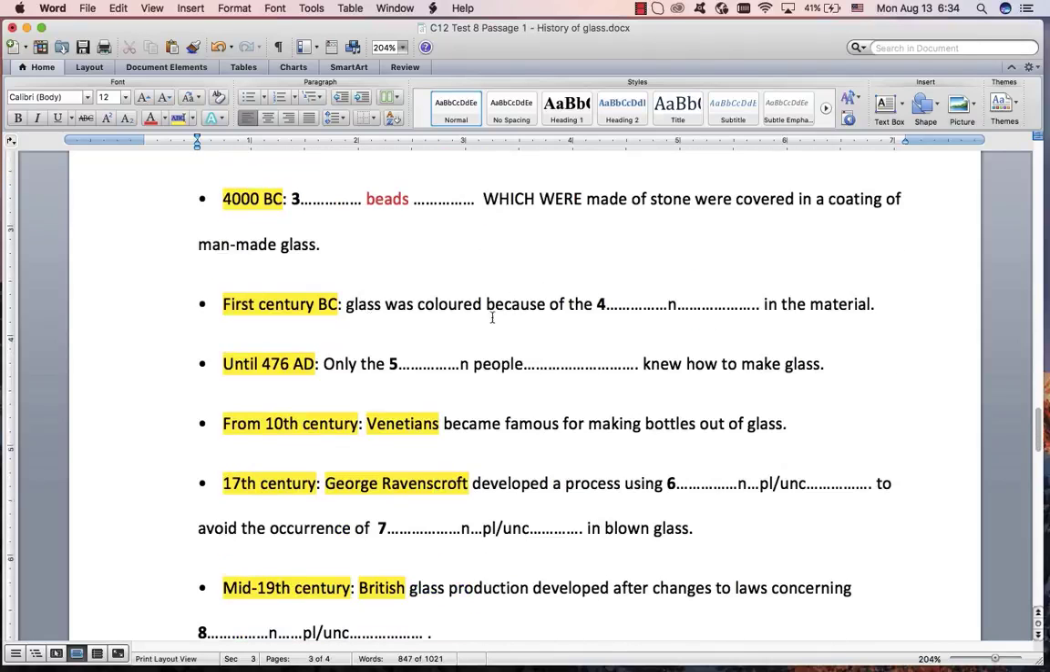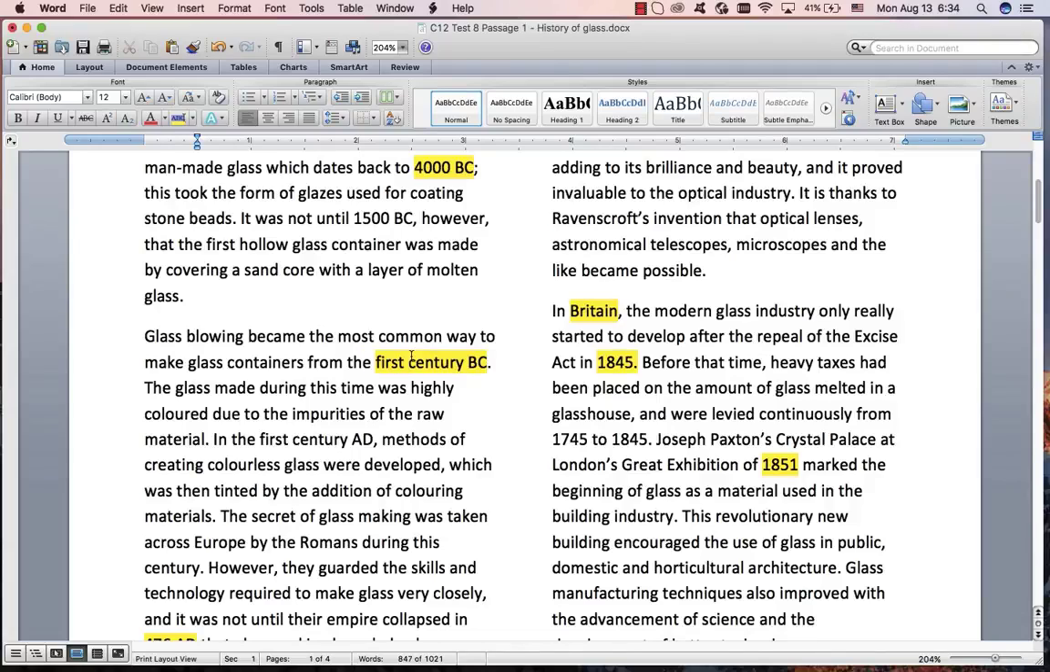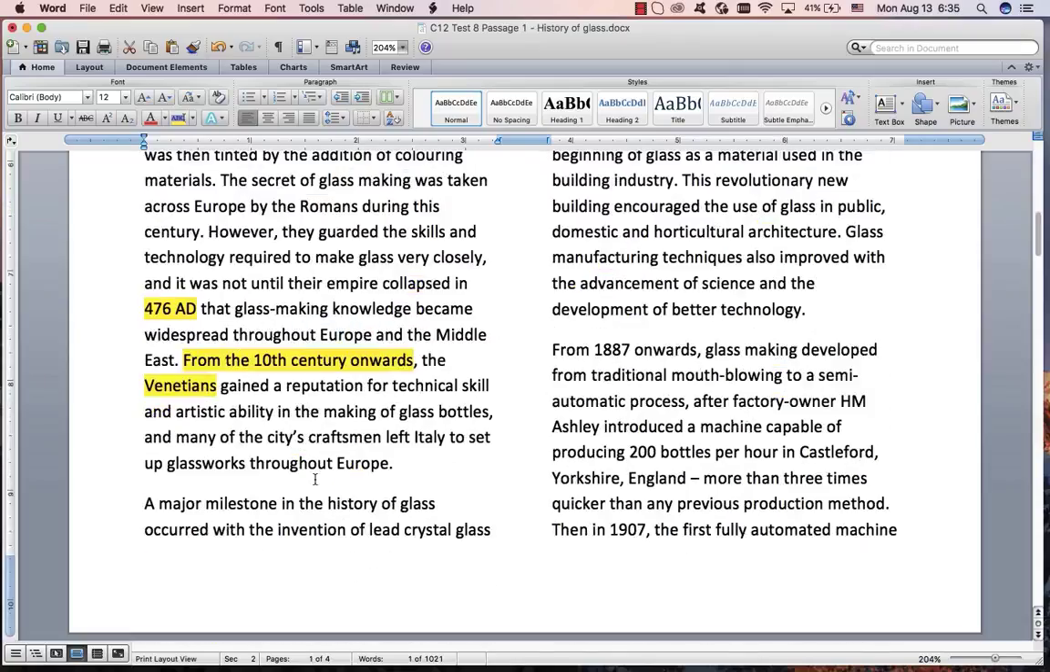Right, the glass was colored because of the something in the material. Notice this one, it wasn't this sentence, it was the next sentence. Very, very common. It's not always the sentence with the keyword. Very often it's the next sentence. And it's quite simple. Was colored due to means because of the impurities in the material. So very straightforward. Was highly colored, was colored because of, and in the material. That's the only real possibility here.